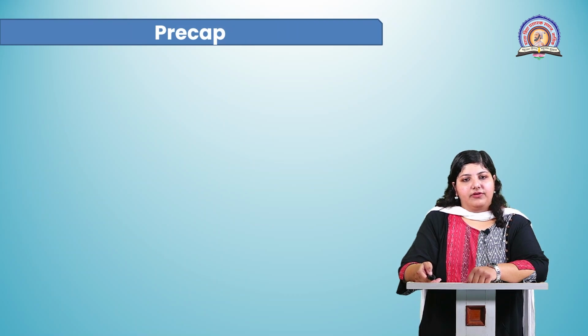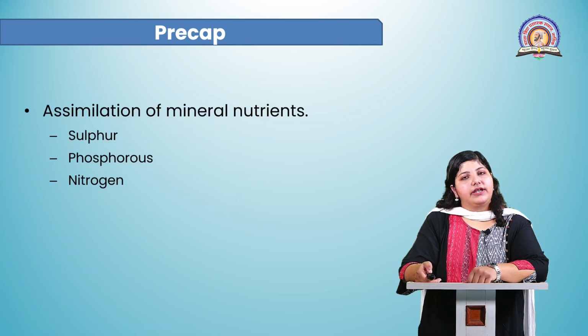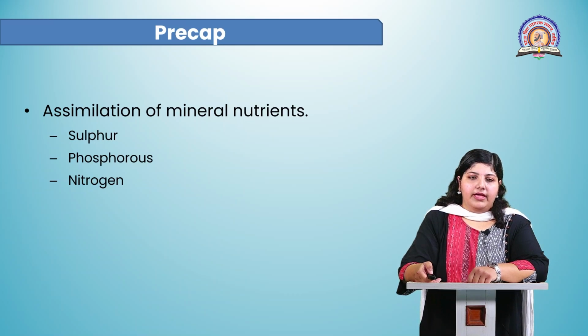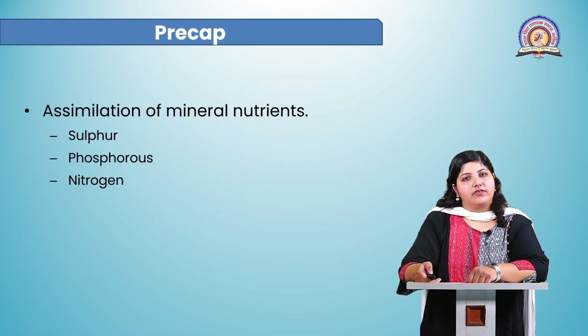In the next lecture, we will be seeing how different types of mineral nutrients are assimilated in the plant. And we will be seeing three mineral nutrients, that is sulfur, phosphorus, and nitrogen.